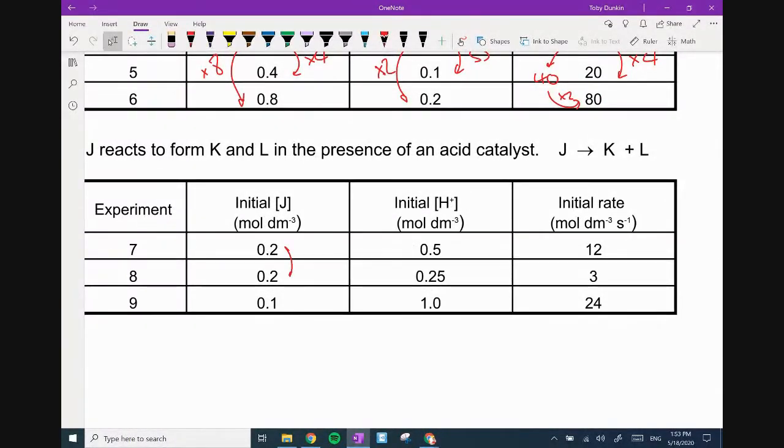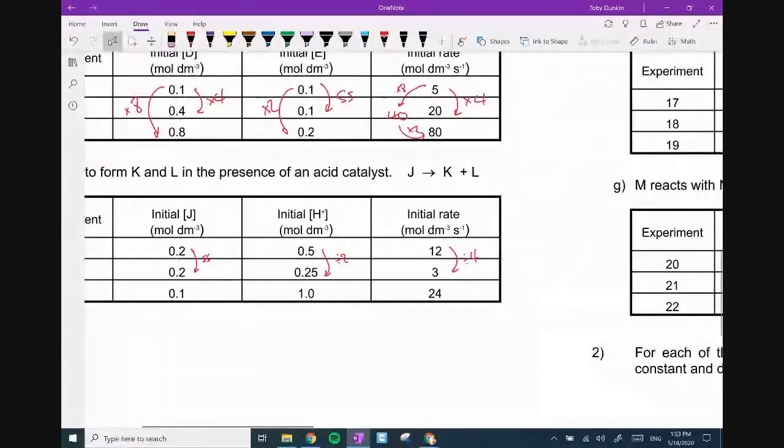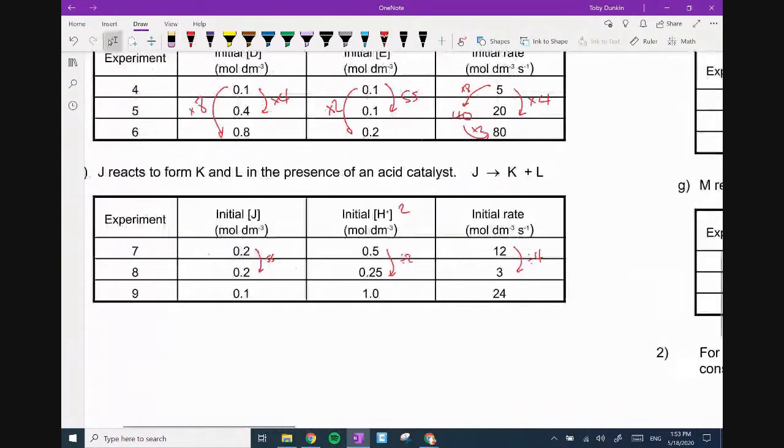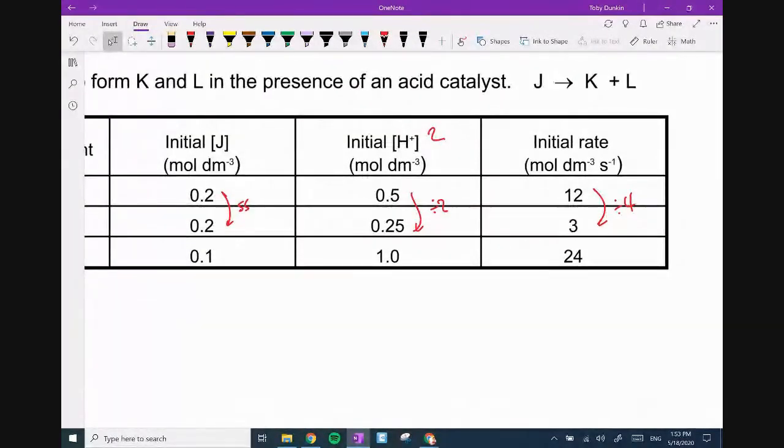So kept the same. What do I do to that? Divide by 2. What do I do there? 12 divided by 3 is going to be 4, I assume. Divide by 4. So that means that H plus is second order. That's clever. It's not even in the equation, you notice, which means it's a catalyst. But it still has an order. It still will appear in the rate equation. Right, next one.